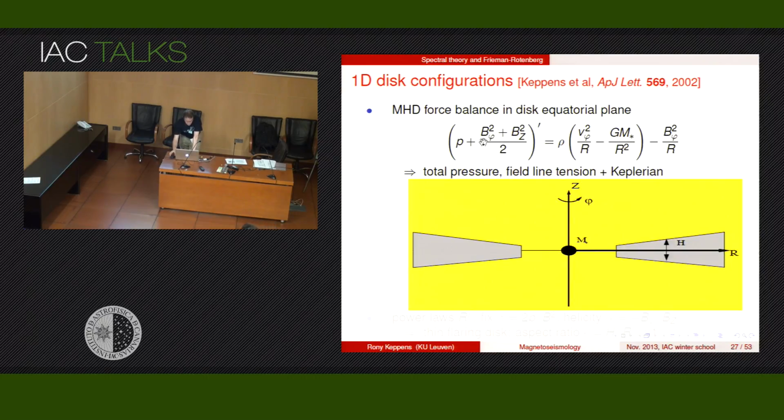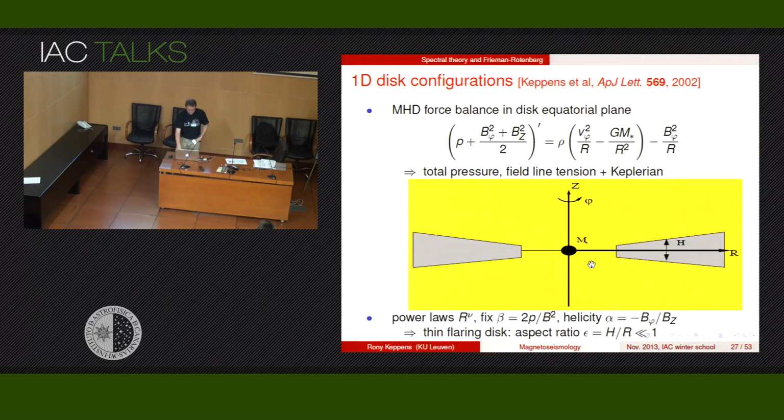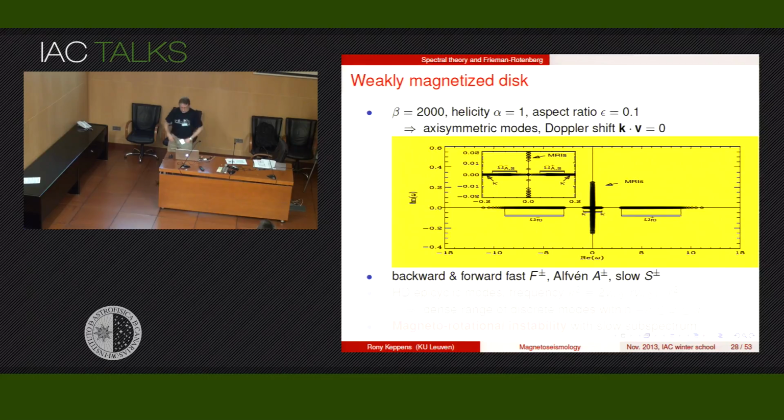So let's take a force balance for a disk that has all of the ingredients: Keplerian rotation, magnetic fields, pressure gradients, representing the variation with radius in the midplane of an accretion disk. And then do this analysis. Here is a plot of the complex plane, and here are my fast modes. Here, zoomed in, is the range of my overlapping Alfvén and slow continuous ranges, because it's a very weak magnetic field.